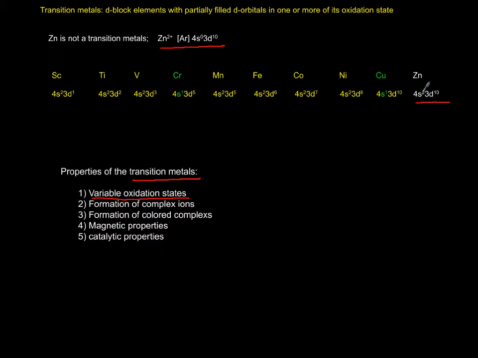Zinc only forms 2+, by losing 4s, because the d orbitals are completely filled, so it's not a transition metal.